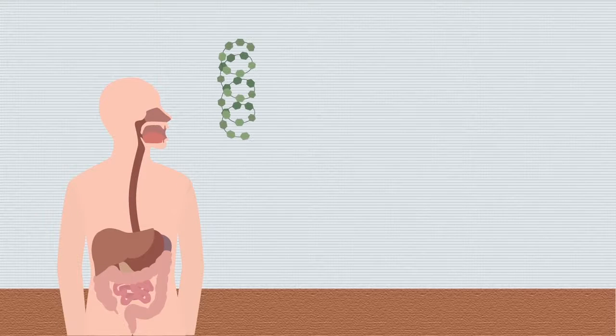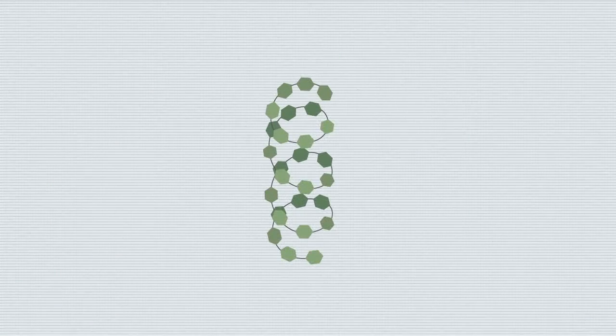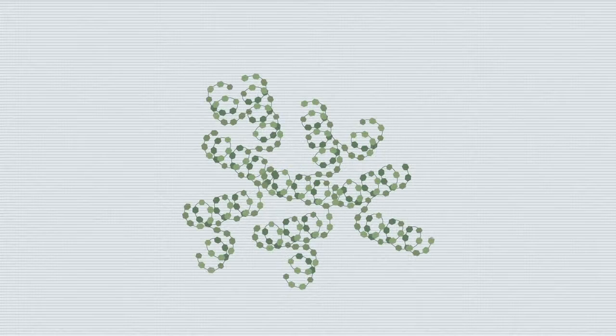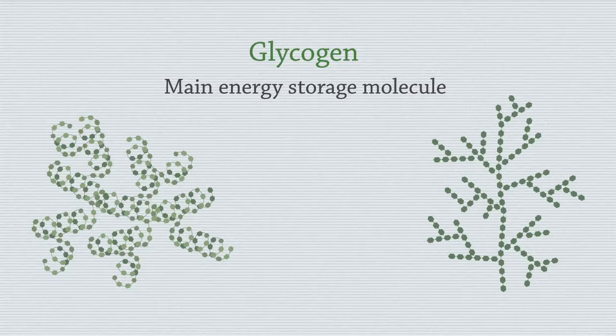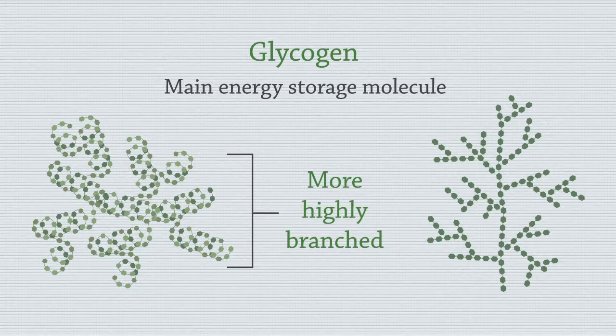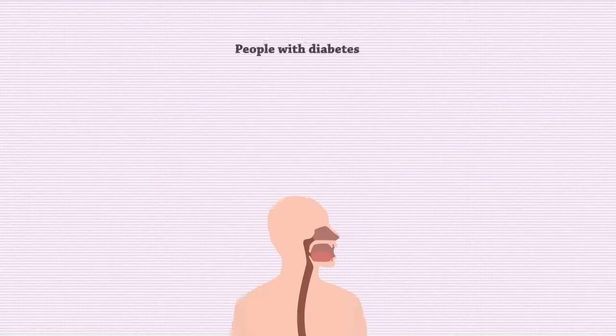Now, we don't actually store glucose as amylose or amylopectin. This is how plants store glucose. The starchy foods that we consume are broken down into individual glucose subunits. Think of it as removing beads from the necklace. The glucose is used to build a polymer called glycogen, which is our main long-term energy storage molecule. It resembles amylopectin, but it is more highly branched. When we need energy, glucose subunits are broken off from glycogen and subjected to respiration, thereby releasing energy.